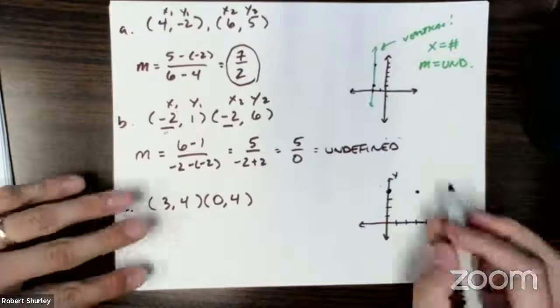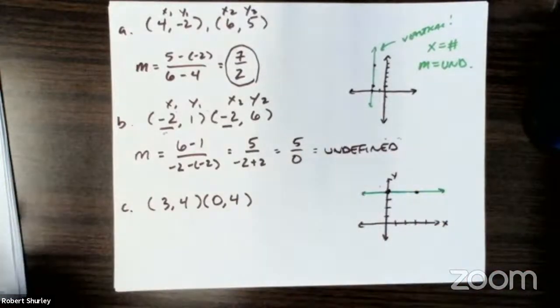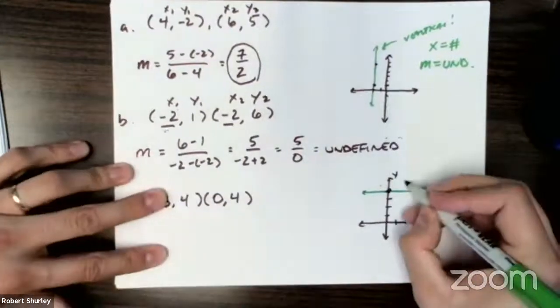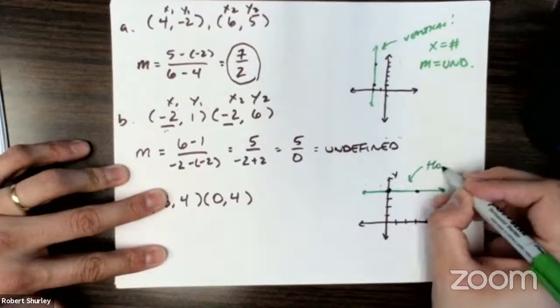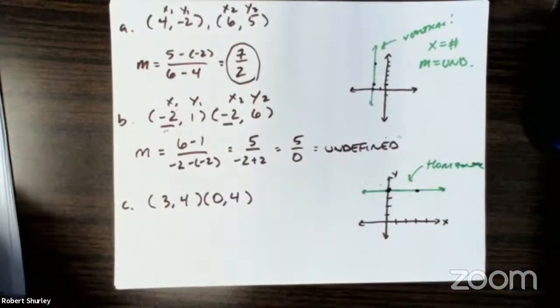And if we draw this line, you'll see it's a nice flat line. This is a horizontal line, right? A nice horizontal line. So let's find the slope here.